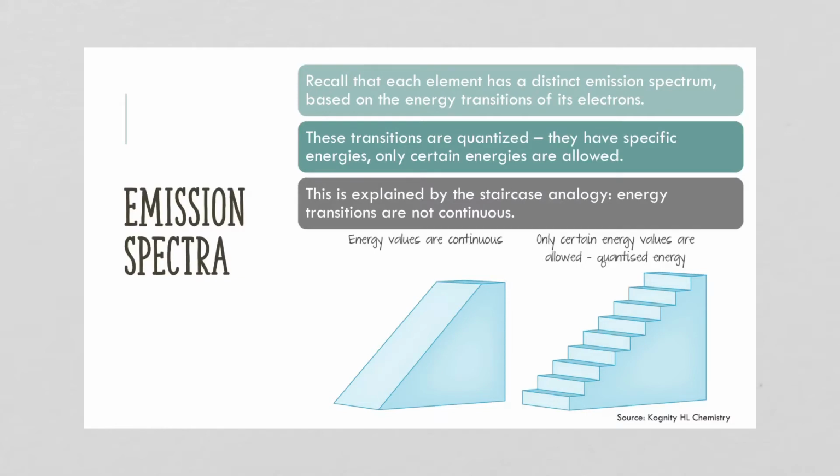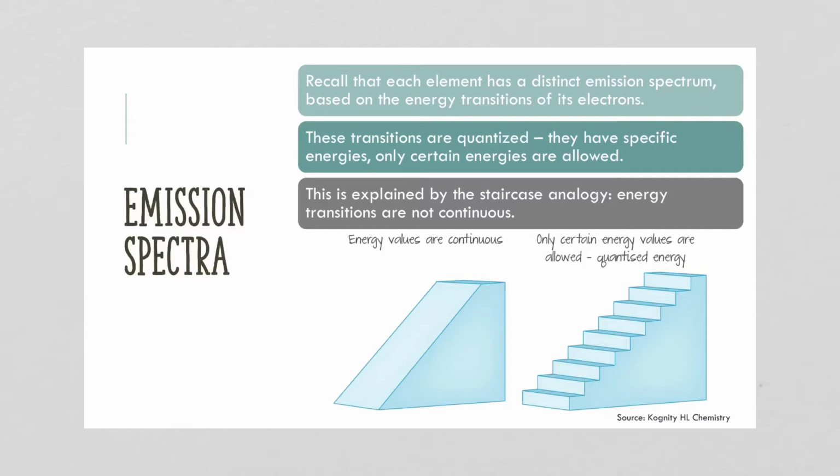So first we'll look at emission spectra. Remember that each element has its own distinct emission spectrum, and that's based on the energy transitions of its electrons. When an electron is excited, it absorbs a photon of energy and jumps up to a higher energy level. So that's the absorption spectrum. It'll absorb those photons of light, and you would see dark banding in the continuous spectrum. But in an emission spectrum, when the electron drops back down to the lower energy level, it releases the photon. So then you see the bandings of light.